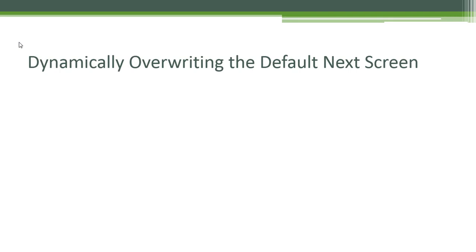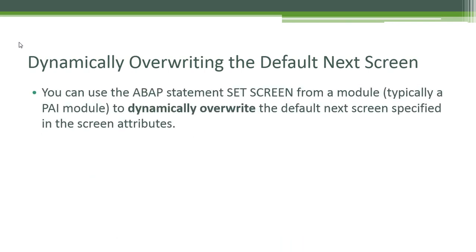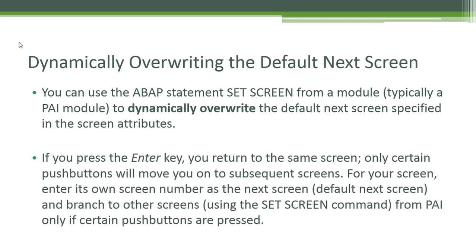So, dynamically overriding the default next screen. This is going to be useful for our enter and our back push button. You can use the ABAP statement SET SCREEN from a module, typically a PAI module, to dynamically override the default next screen specified in the screen attributes. If you press the enter key, you return to the same screen. Only certain push buttons will move you onto the subsequent screens.